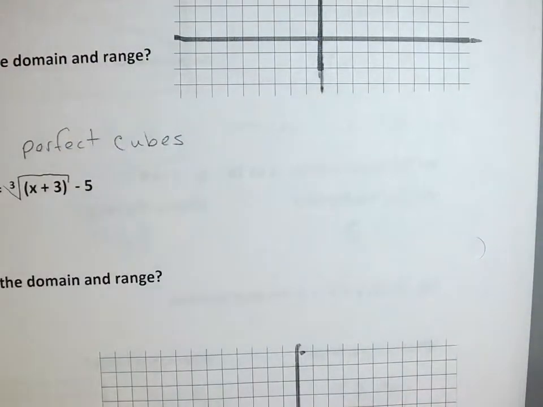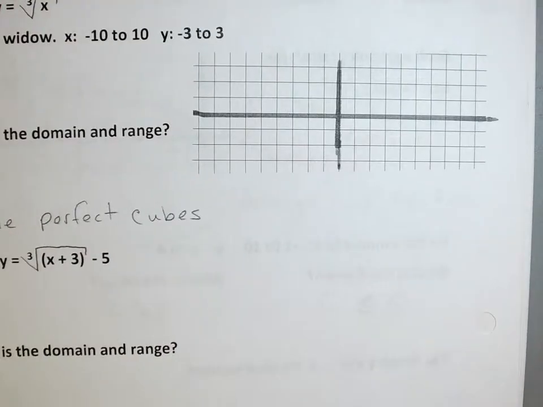All right, how about a cube root? Before I do a cube root, let me ask you a super simple question. What is negative 2 times negative 2 times negative 2? Negative 8. So the cube root of negative 8 is? Negative 2.